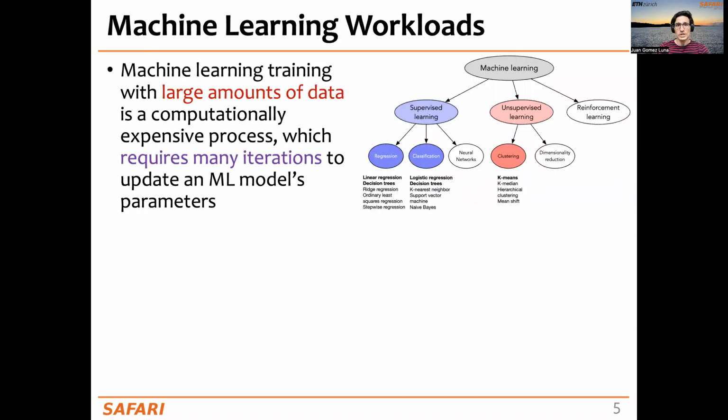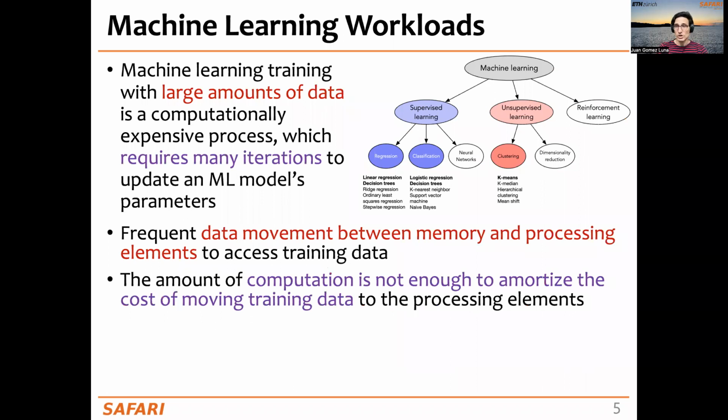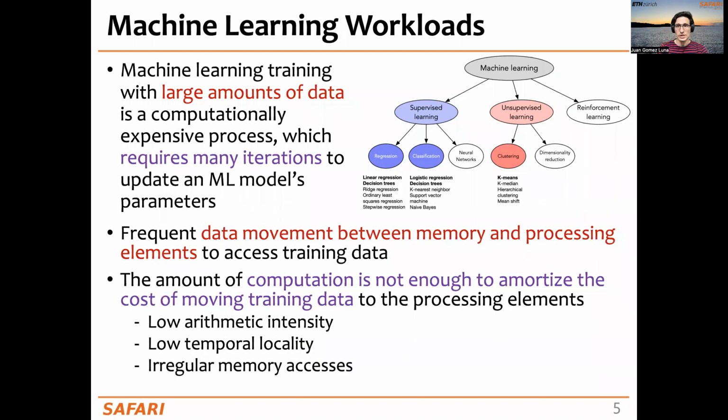Machine learning workloads, as I said earlier, need large amounts of data to train, and that's one reason why they are a computationally expensive process. The other reason is that they require many iterations, and this usually causes frequent data movement between memory and processing elements, and sometimes the computation is not enough to amortize the cost of moving the training data due to low arithmetic intensity, low temporal locality, or irregular memory accesses.